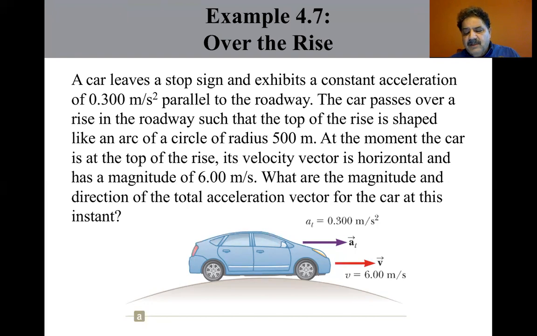Because the accelerating car is moving along a curved path, we categorize this problem as one involving a particle experiencing both tangential and radial acceleration. We recognize that it is a relatively simple substitution problem. The tangential acceleration vector has a magnitude of 0.3 meters per second squared, as stated in the problem, and is horizontal. The radial acceleration is given by minus v squared over r, with v equal to 6 meters per second and r equal to 500 meters. The radial acceleration vector is directed straight downward.